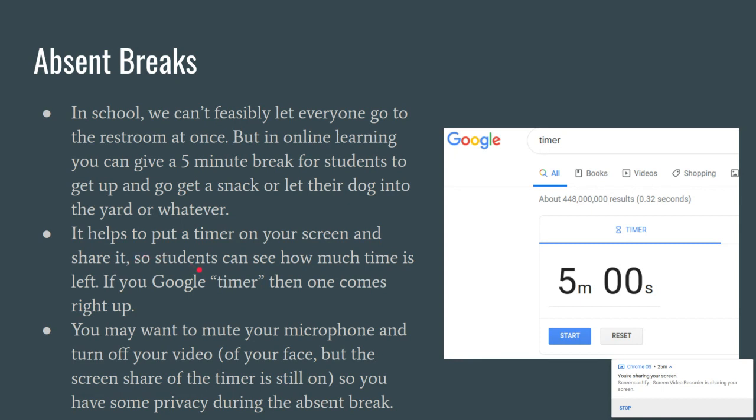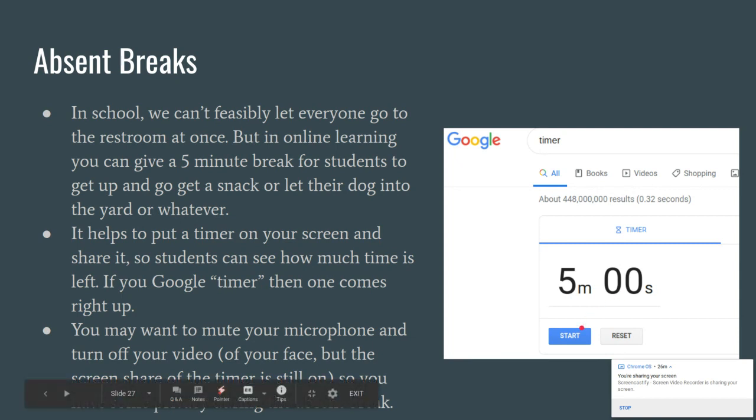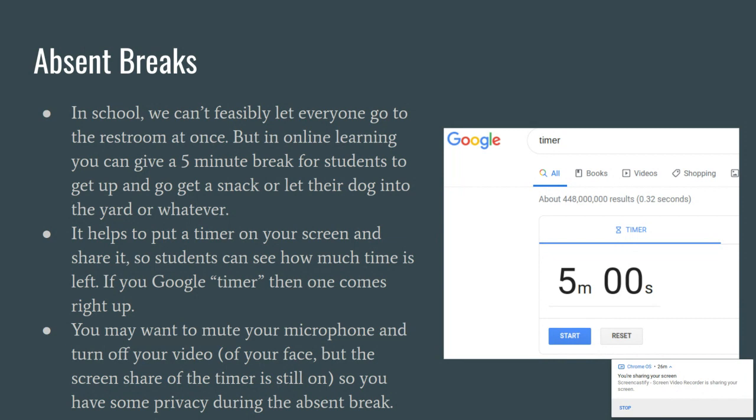What I highly recommend is just Googling "timer" on Google, put up the 5 minutes, press start, have it count down. You can even make it full screen, turn off your video, mute yourself, and encourage everybody else to do the same. So all that people are seeing is the timer, and they can check in and see how much time they have to come back, and that really helps everybody come back. If you just say vaguely 5 minutes, then they come trickling back in. But if you put a timer on the screen, it's much, much more helpful.